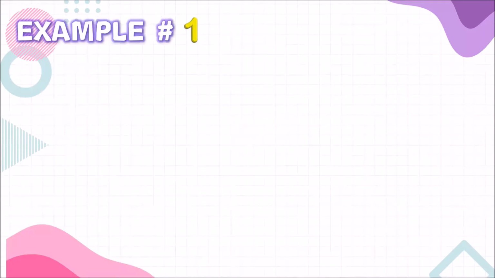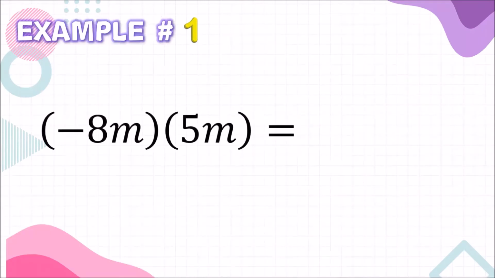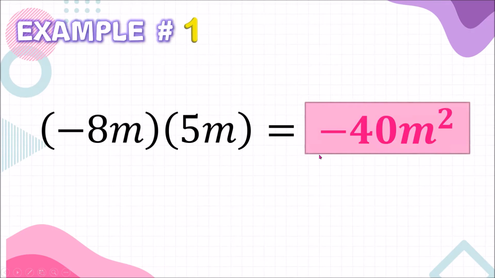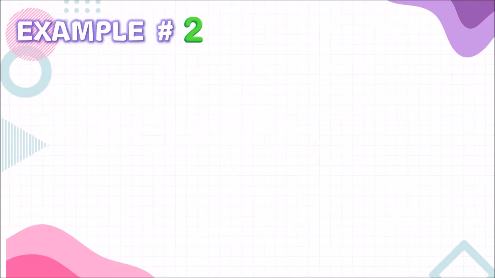So let's have the example number 1. We have negative 8m times 5m. So we have here negative 8 times positive 5, so that is negative 40. And then m times m, so we have here invisible exponent 1. So m times m, so just add 1 plus 1, we have 2. So we have negative 40m squared. Example number 2.